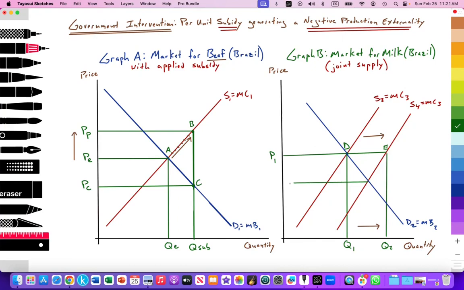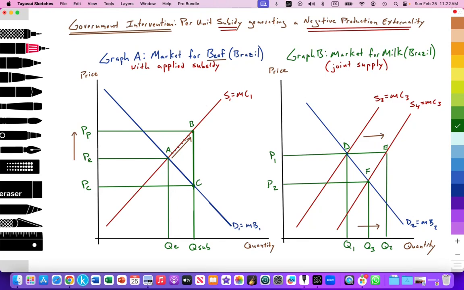milk to fall. So the subsidy has the effect of making beef cheaper for consumers in Brazil, and also making milk cheaper for consumers in Brazil. So if that's a necessity that we want to encourage more consumption of, make it more affordable, then the subsidy has that effect. Q1, Q2, Q3. Here we go from A, B, C, D, E, and then final point F. All right. But again, we're just highlighting joint supply.